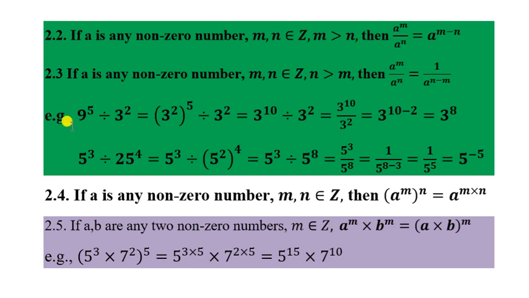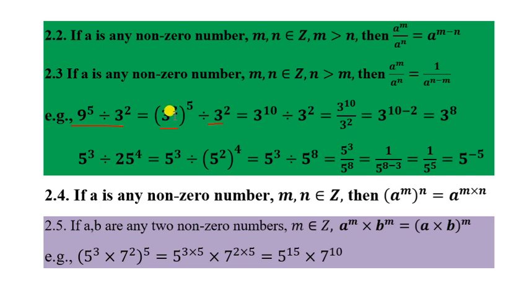9 to the power 5 divided by 3 square. 9 is not present in prime form, so we have to convert it into prime form. So 9 we can write as 3 square, because 3 into 3 is 9, so 3 to the power 2, and this 5 will come here, and divided by 3, already present in prime form, so no need to change this.